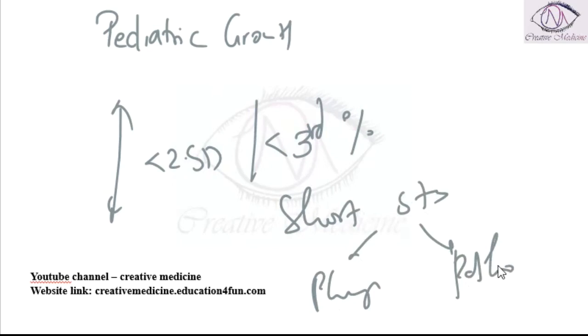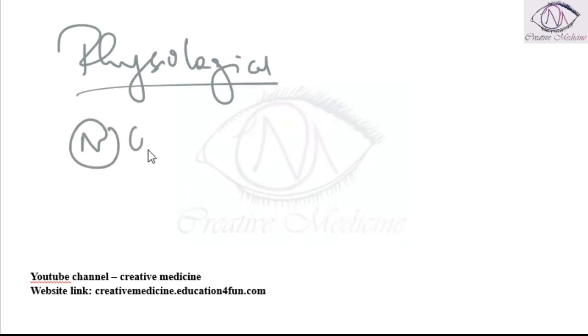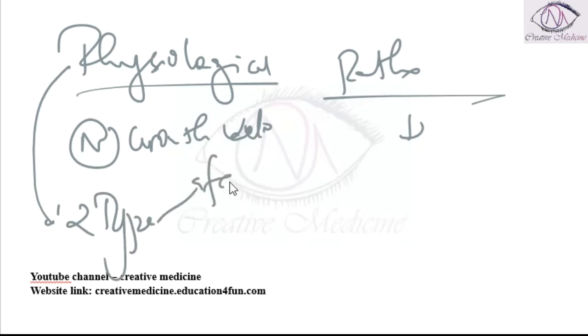In physiological short stature, there is normal growth velocity. In pathological short stature, the growth velocity is decreased. Physiological short stature is of two types. One, familial short stature or genetic short stature.